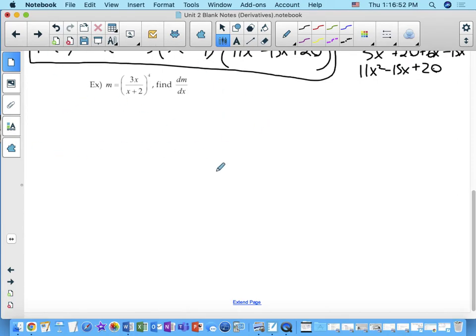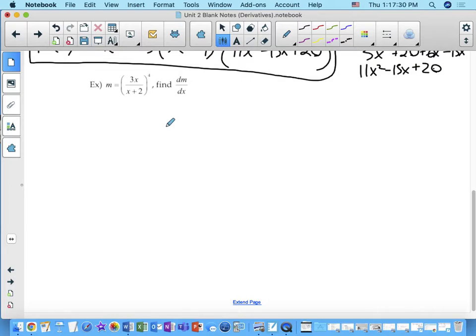Here's another one. Let's keep going. All right, so here we've got m equals 3x over x plus 2 to the power 4. Okay, so what tools do we need to use to differentiate this? What are our options? Yes, so we could use the chain rule for sure because outer function, inner function, but the inner function is a quotient. And so to differentiate that, we will have to use the quotient rule, okay?